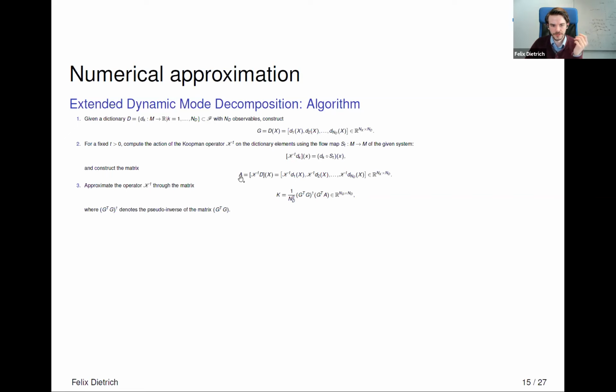Then you have this matrix A. And then in this case, you just do least squares to actually get the approximation of this Koopman operator matrix in the basis that you chose here, right? And of course, if you choose more basis functions, usually the approximation gets better, should get better at least. And if you choose a poor basis in whatever sense that is, then the approximation is also poor.